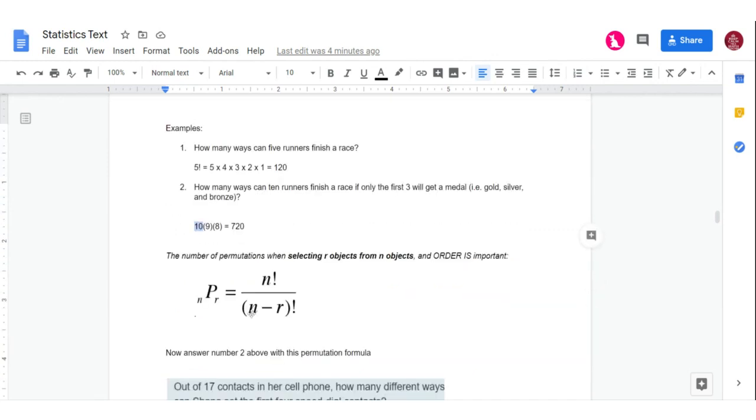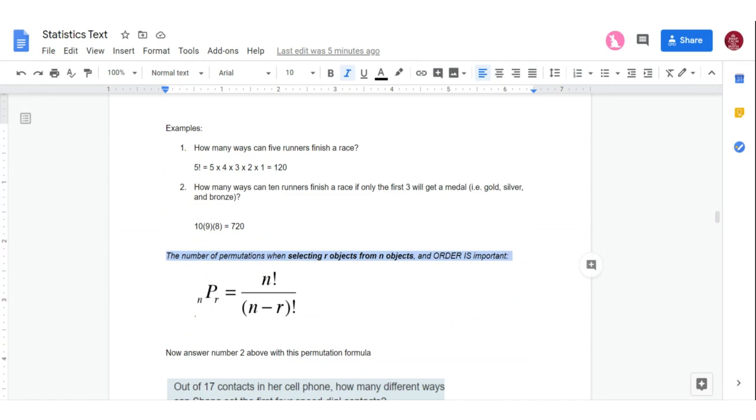So that's what this formula looks like. And it's kind of wicked looking, but it's not that bad. And I will show you where they're all on the calculator. They're buried. But anyway, this is just called a permutation when selecting R objects from N objects. In other words, R is the handful you're pulling out of the big group of N.